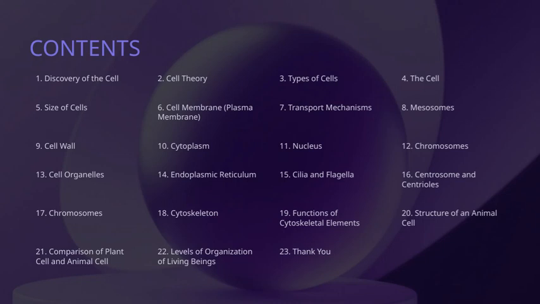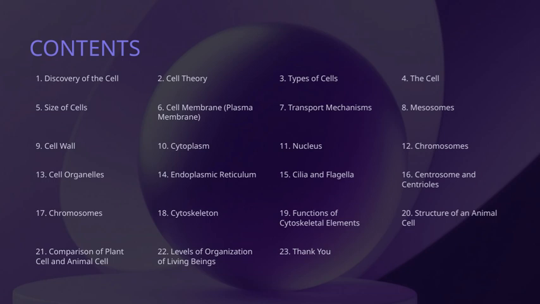Let's take a closer look at the structure of an animal cell. Understanding this is key to grasping how cells function and interact within living organisms. We'll explore various components, starting with the centrosome and centrioles, which play a vital role in cell division. Moving on, chromosomes are essential for genetic information storage and transfer. The mesosomes, although less prominent in animal cells, help us compare different cell types.